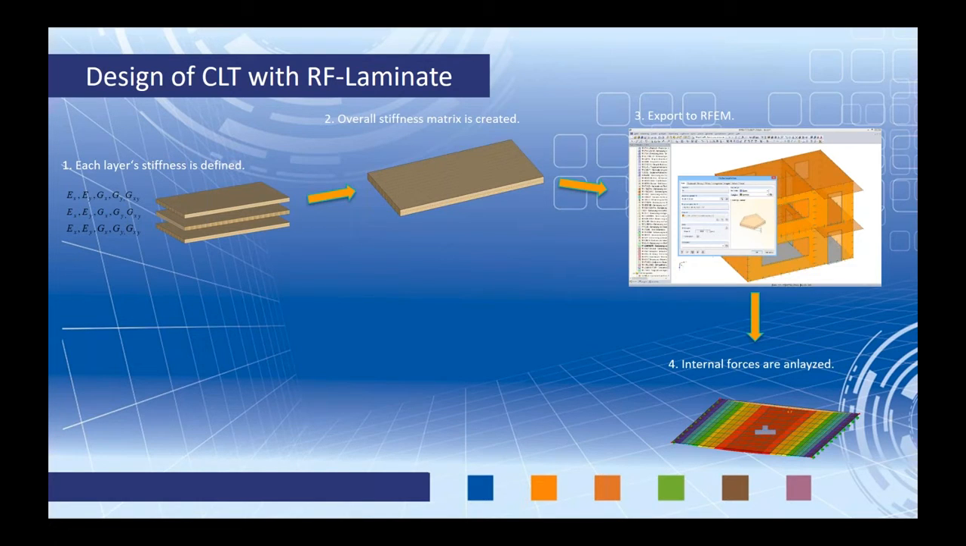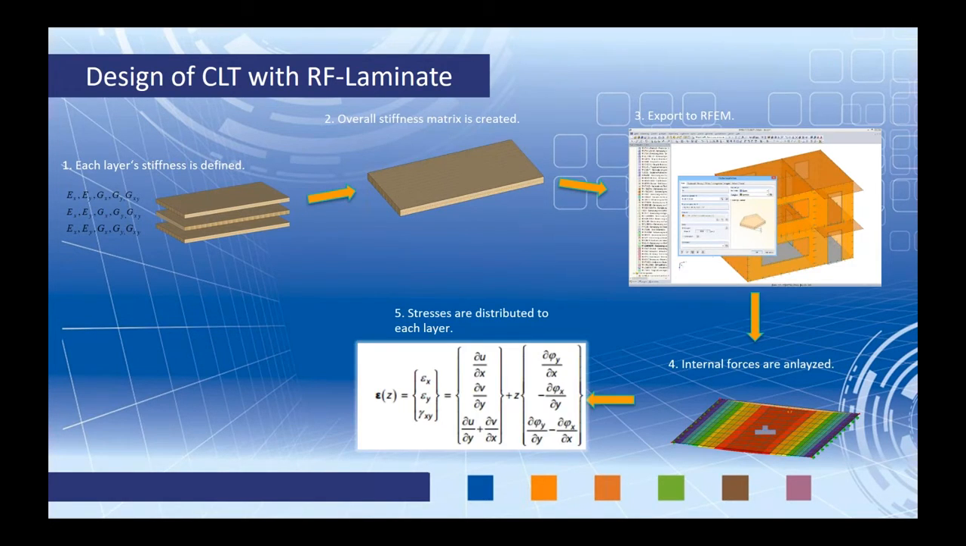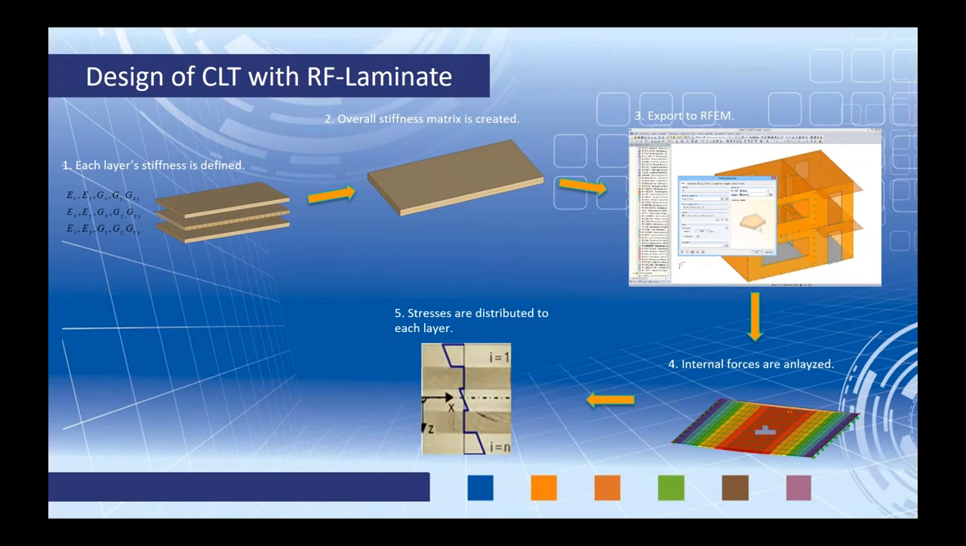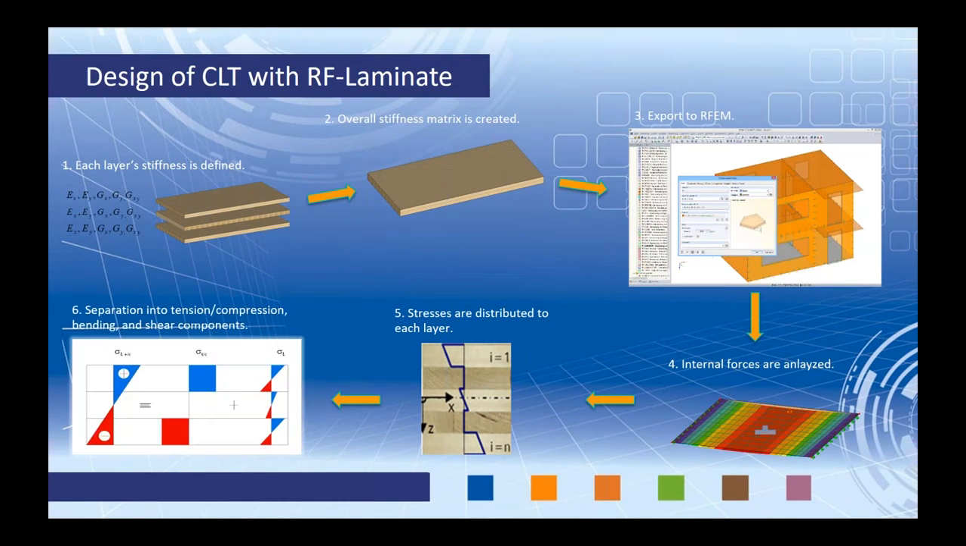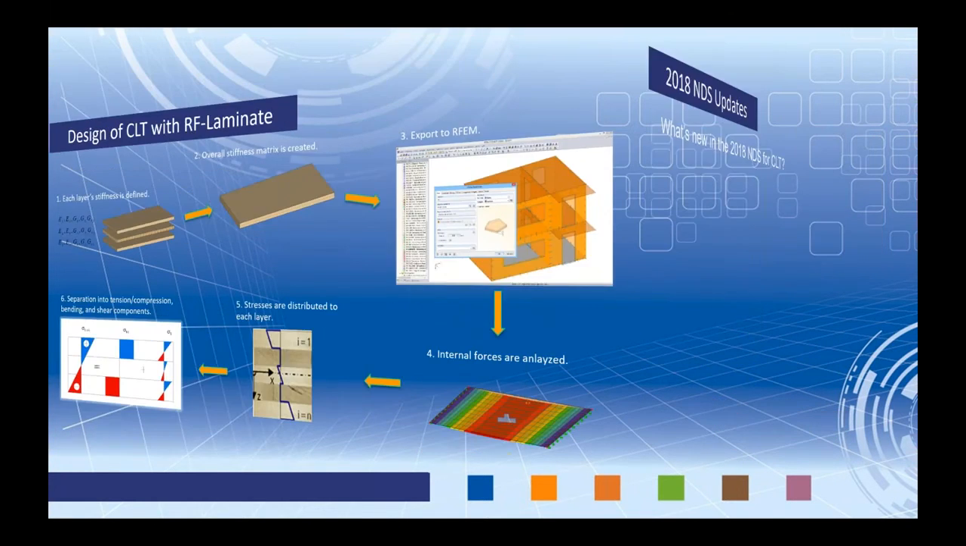These internal forces for our CLT panels are going to be brought back into RF-LAMINATE, where the stresses are distributed to each individual layer. So maybe a cross-section profile here of a CLT panel for bending stress might look something similar to this. And finally, we're going to separate those stresses into tension, compression, bending, and shear components. We're going to compare them to our strengths of our CLT based on the NDS standard, and we're going to give you a design ratio. So that's essentially what's happening underneath the hood.